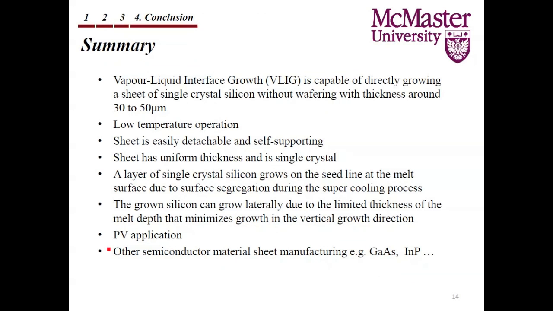In summary, this vapor-liquid-solid process is able to grow a thin sheet single crystal silicon with thickness around 50 to 100 microns, depending on the gap you're using. It is also operating at a very low temperature compared with the high temperature process in Czochralski and float zone. So the real advantage is not only that it has the feature to peel off, but also that it operates at a low temperature. And it can be used not only for silicon, but also for gallium arsenide or indium phosphide. That's our future work, maybe to also try a germanium process.